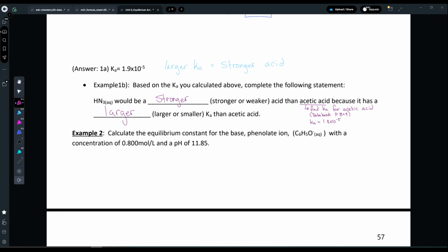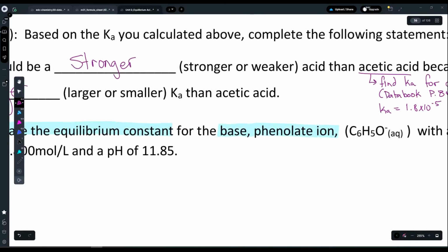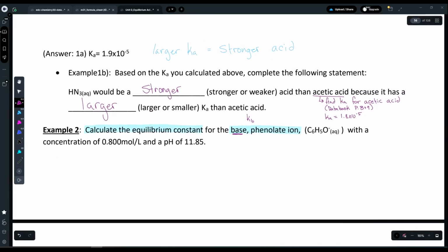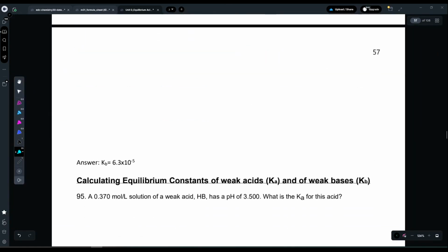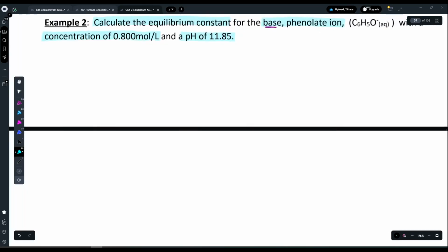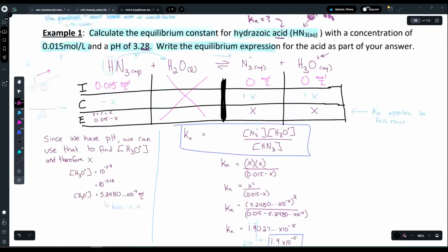All right, moving on to example number 2, we're asked to calculate the equilibrium constant for the base, which is a phenolate ion. So that's C6H5O with a 1- charge. Because they're asking to find the equilibrium constant for the base, they're asking us to find what Kb is. And we're told that we have a concentration of this base, the phenolate ion, of 0.8 moles per liter and a pH of 11.85. So we got to continue this on the next page, and we're going to start it the same way we started the last question.